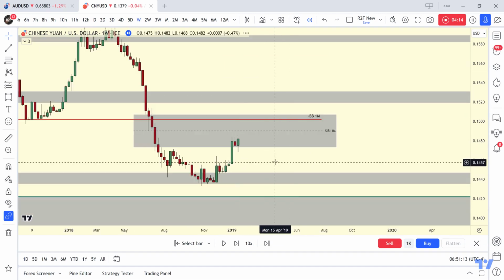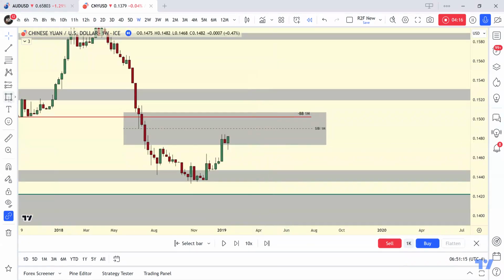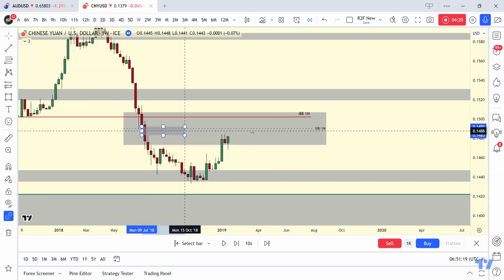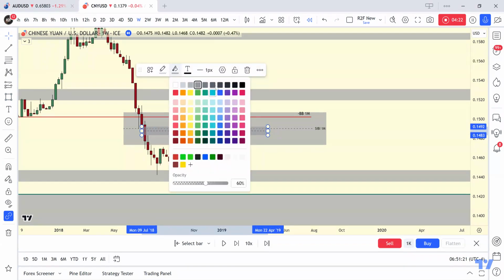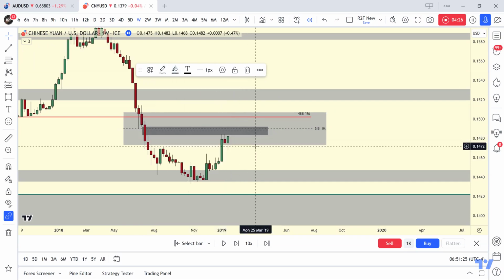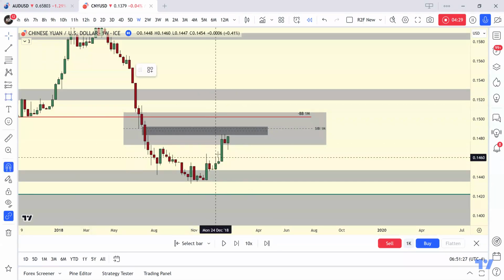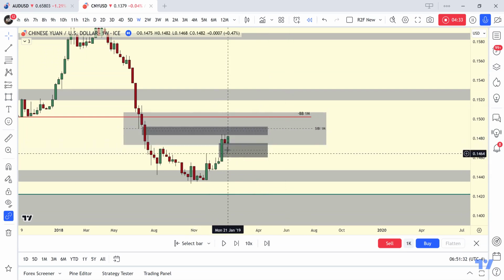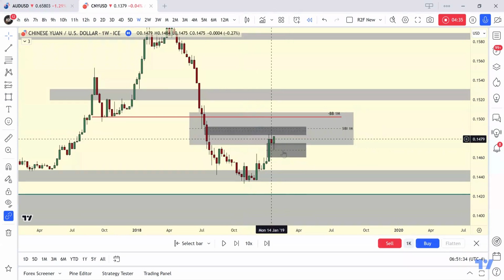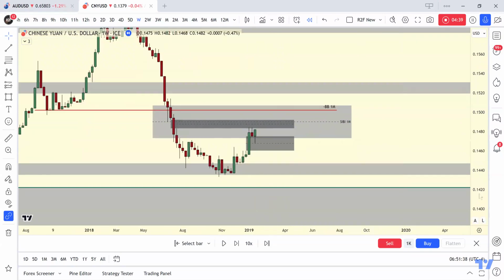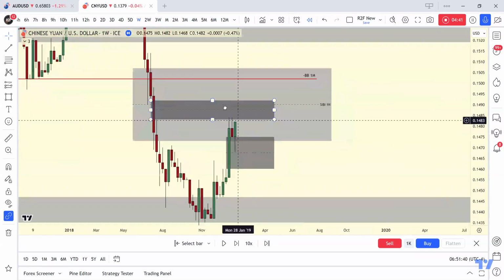I'm going to the weekly now. Okay, interesting. Very interesting. We have the weekly gap here. I'm just going to make this a bit darker. Maybe even a bit darker. Real dark. And we have a weekly here. So these are weekly gaps. Came into here. And now we are coming up, right? So we should, at the very least, take out this high.